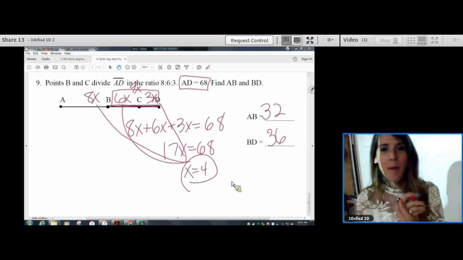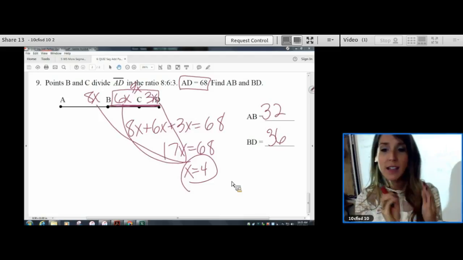All right, so every problem from the partner quiz has been worked. Make sure you study this and know how to do these for the test.